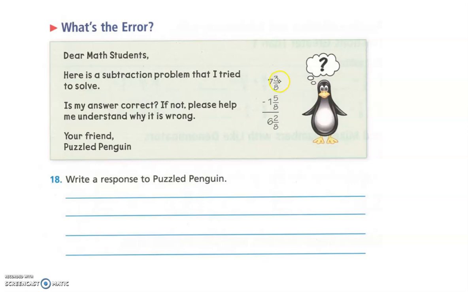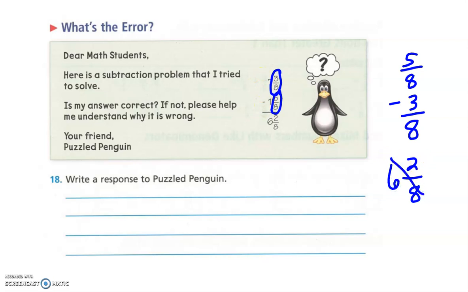So this puzzled penguin basically says they tried to solve the problem, but it looks like they've done it wrong. So they did 7 3/8 minus 1 5/8, and that gave them 6 2/8. But here's what we can see that they did wrong. This 3/8 and this 5/8, they just simply flipped them around. So they did 5/8 minus 3/8 to give them 2/8. And then they left their numbers the same, 7 minus 1 to equal 6. Well, that is definitely wrong.